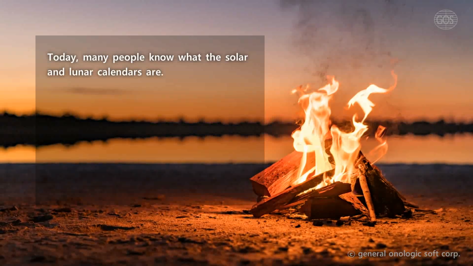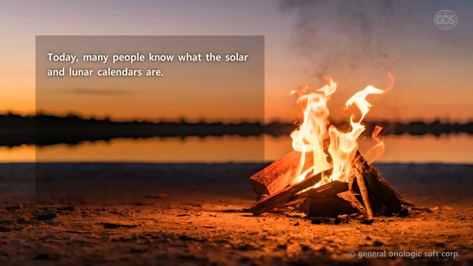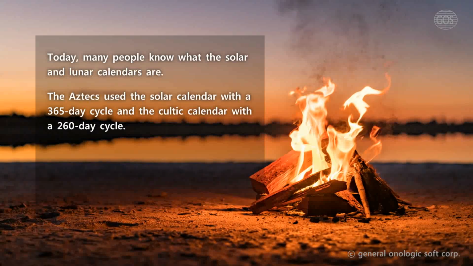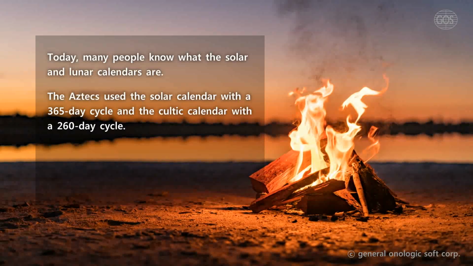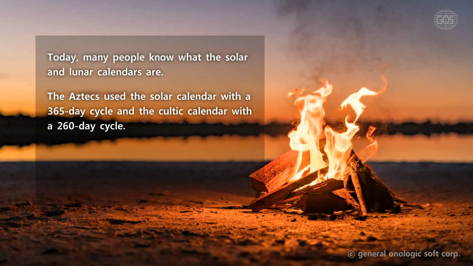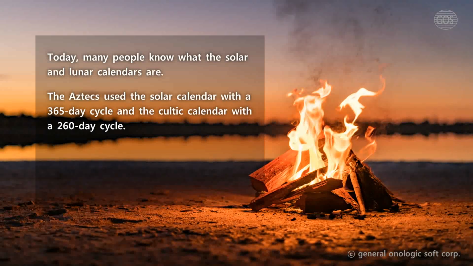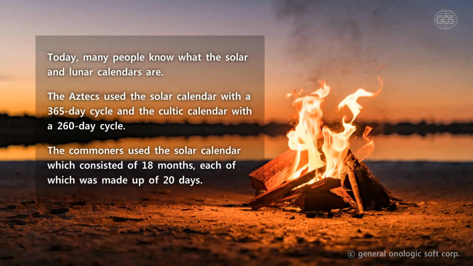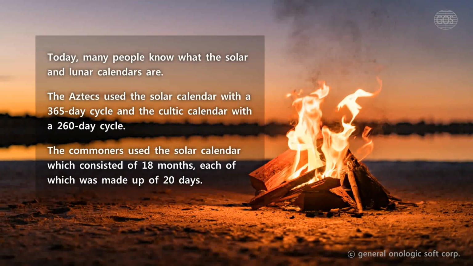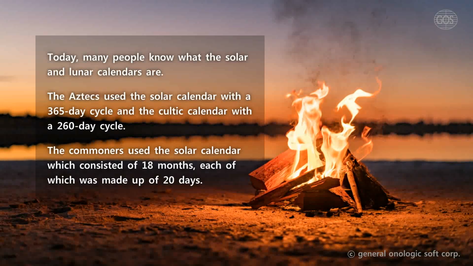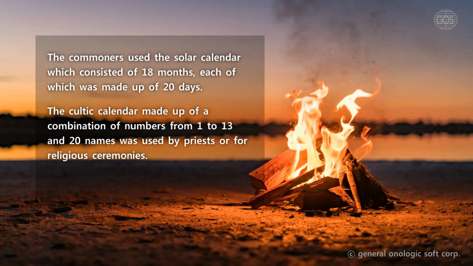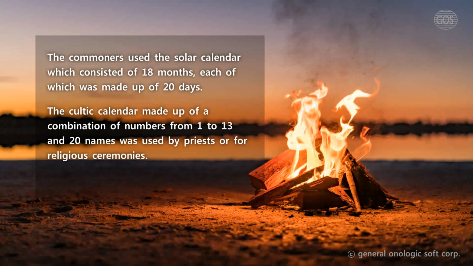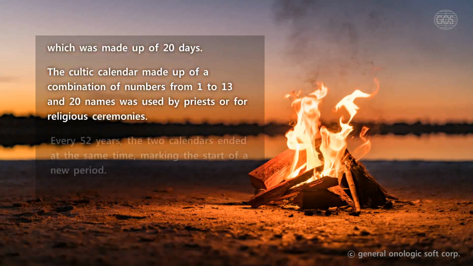Today, many people know what the solar and lunar calendars are. The Aztecs used the solar calendar with a 365-day cycle and the cultic calendar with a 260-day cycle. The commoners used the solar calendar, which consisted of 18 months, each of which was made up of 20 days. The cultic calendar, made up of a combination of numbers from 1 to 13 and 20 names, was used by priests or for religious ceremonies.